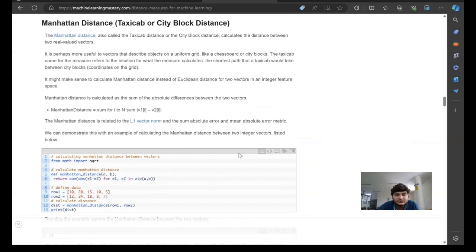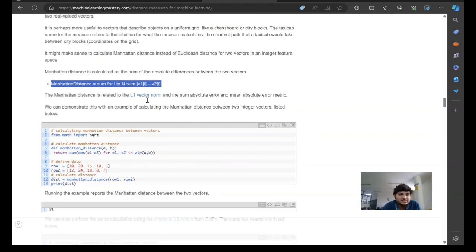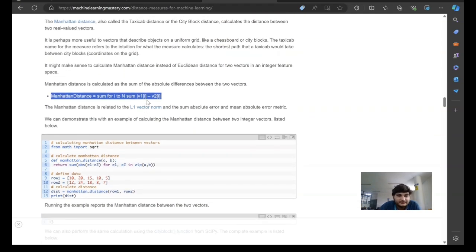It is also known as the L1 vector norm, and also as rectilinear distance. The formula for Manhattan distance is the sum from i to n of the absolute value of v1 minus v2, where v1 and v2 are the numerical points. This is one key example of Manhattan distance. Generally, Manhattan distance is used instead of Euclidean distance because of its simplicity, and it is used for k-means algorithms.